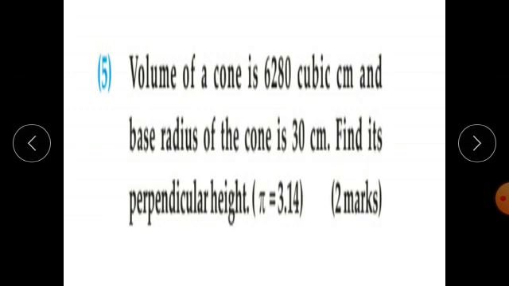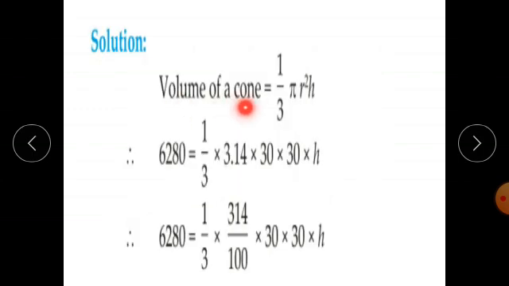So here use the formula of volume of a cone. Volume of a cone equals 1 upon 3 pi r square h. But the volume of the cone is given as 6280. So substitute here, equals 1 upon 3 into, the value of pi is also given as 3.14, into base radius which is given as 30. So r square means 30 into 30 into h.